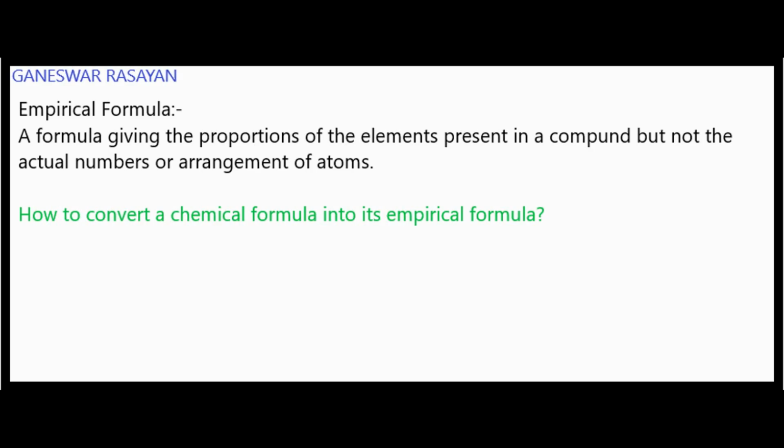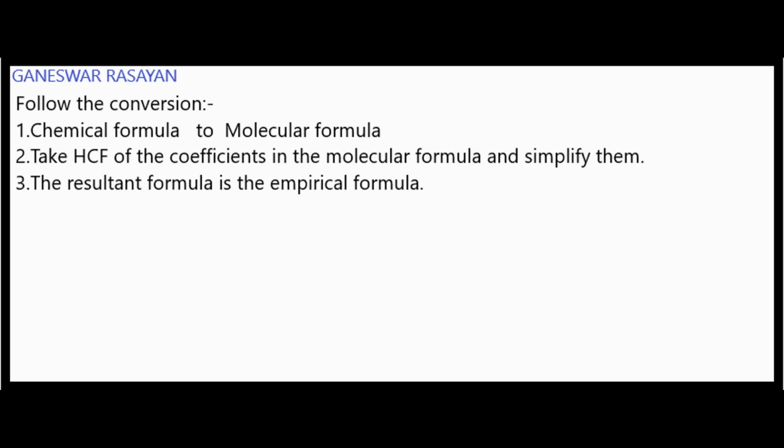Let us know about the empirical formula. An empirical formula is defined as the formula giving the proportions of the elements present in a compound but not the actual numbers or arrangement of atoms. Let us know how to convert a chemical formula into its empirical formula. Follow the conversions. Step 1. Change the chemical formula to molecular formula. Step 2. Take the HCF of the coefficients in the molecular formula and simplify them. Step 3. The resultant formula is the empirical formula.